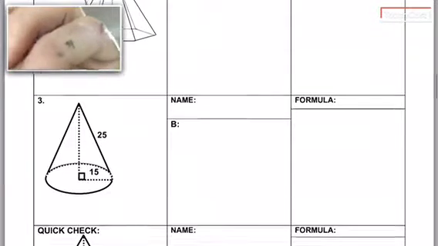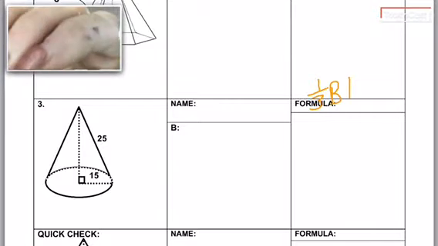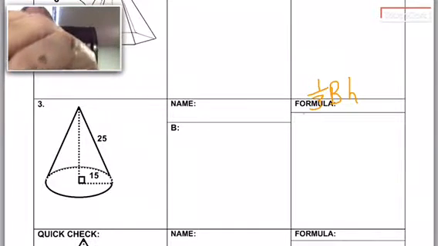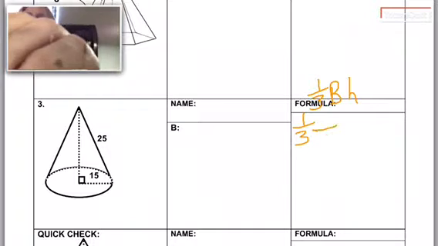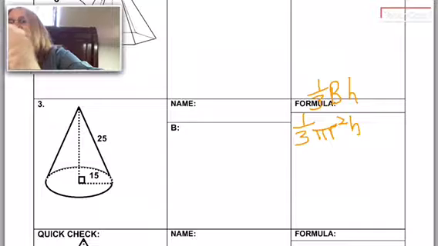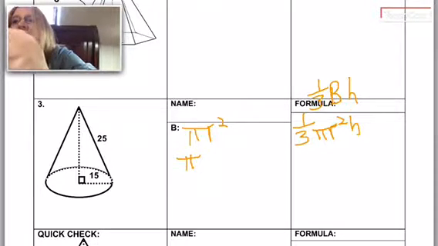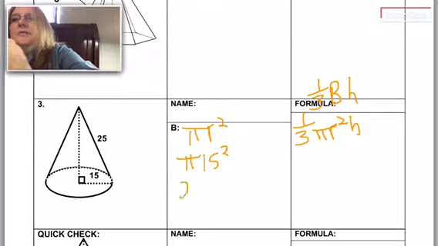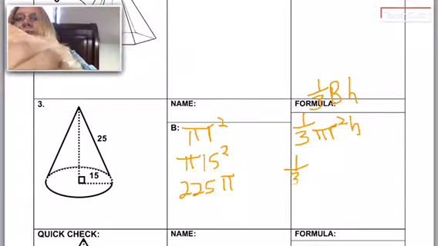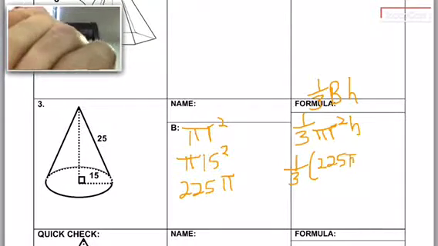Okay, so the same formula is 1/3 area of the base times the height, but the base is a circle. So I usually change that to 1/3 pi r squared times the height. So the base of a circle is pi r squared. So we have pi times 15 squared. So that's going to be 225 pi. So now we have 1/3 times 225 pi times the height.